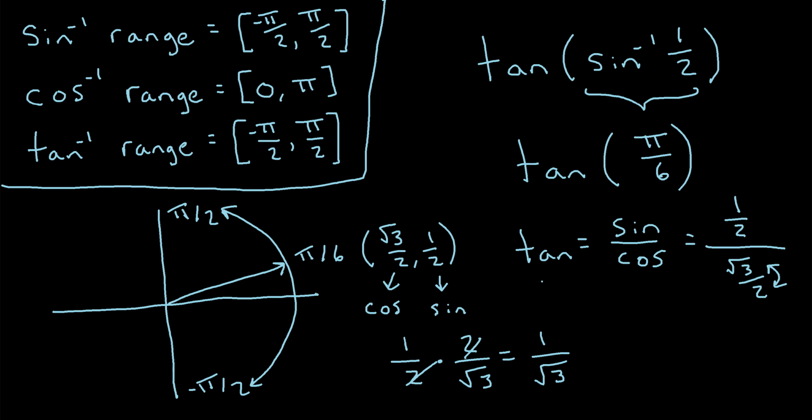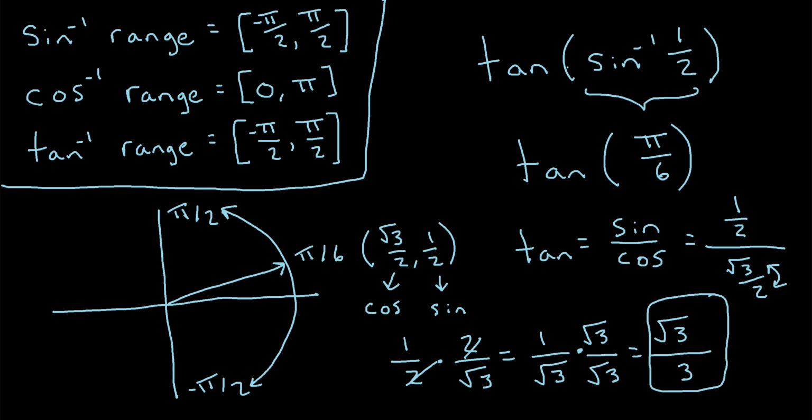And usually we like to rationalize the denominator, which means we want to get rid of this radical sign. So the way that we can do that is multiply both the numerator and the denominator by root 3. So in the numerator we get 1 times root 3, that's root 3. And in the denominator we get root 3 times root 3, which is just 3. So that is our final answer. The tangent of the inverse sine of 1/2 is square root of 3 over 3.